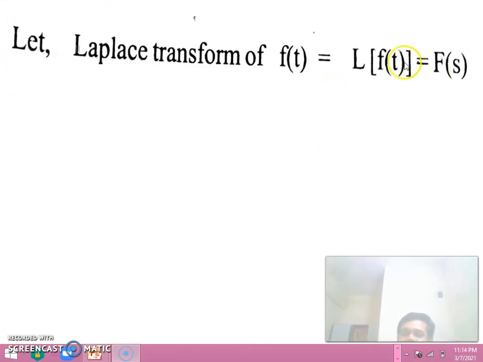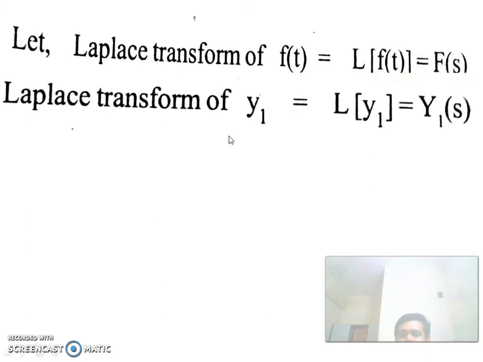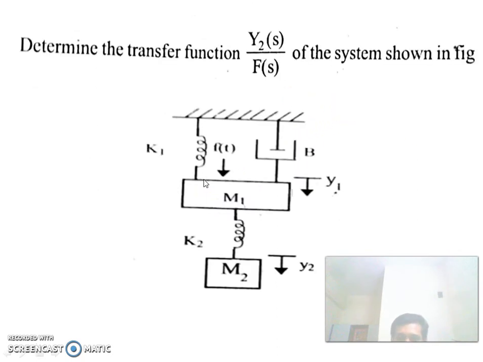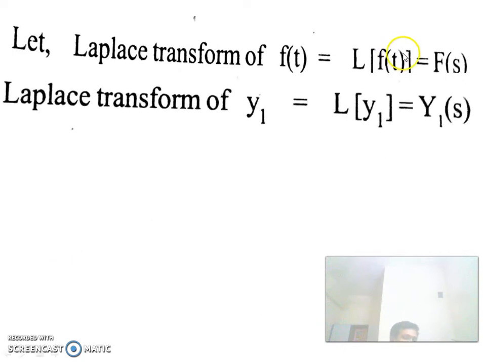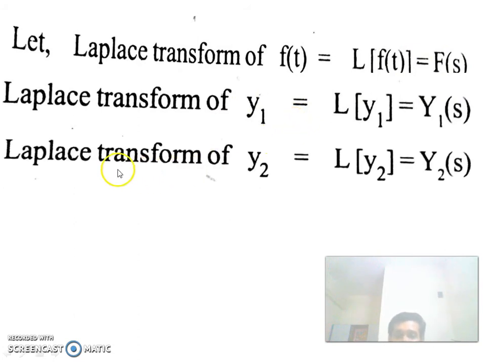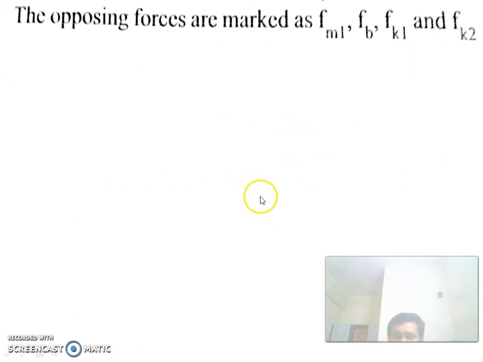So Laplace transform of f of t is nothing but F of s. Then here the output is nothing but y1, so Laplace transform of y1 is nothing but Y of s. So watch this figure. You are applying this f of t. Due to that, this displacement y1 and y2 is occurring. Here the output is nothing but y2. Okay. So Laplace transform of f of t is nothing but F of s, and Laplace transform of y1 is nothing but Y1 of s. Laplace transform of y2 is nothing but Y2 of s.